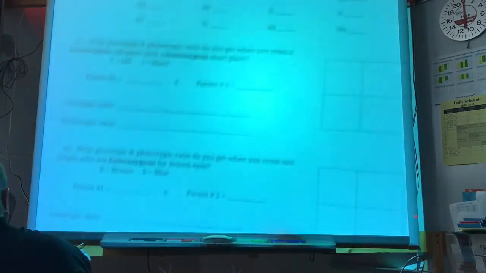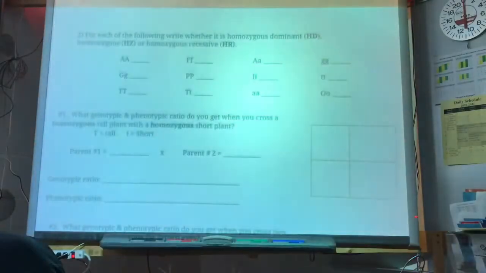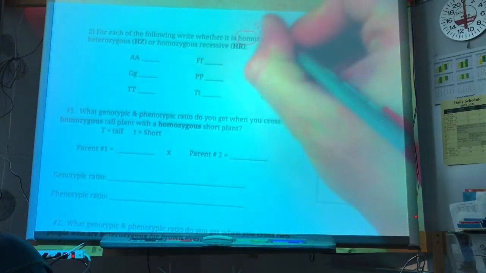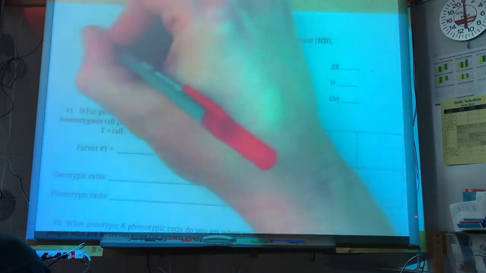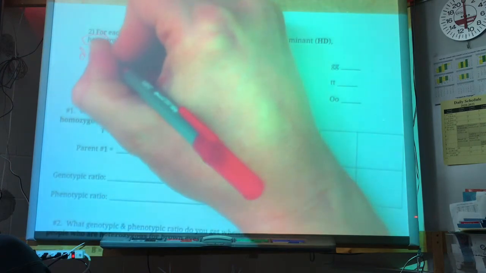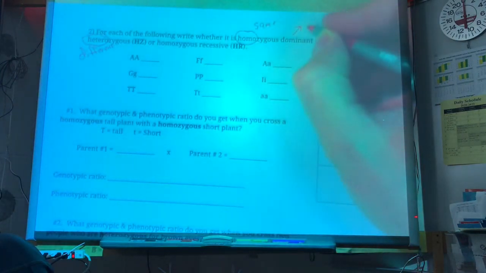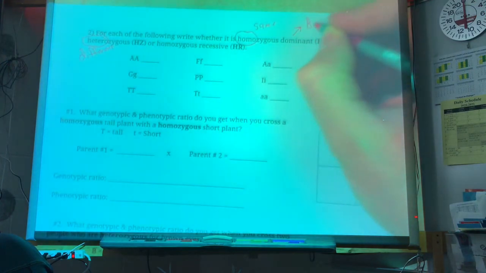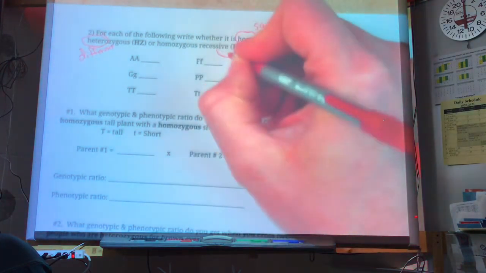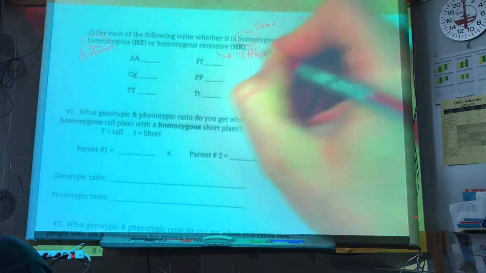Okay, so now again, kind of using the vocab of homozygous and heterozygous. Remember, homo means same, hetero means different. If we're talking about homozygous dominant, we're talking about bigs. If we're talking about homozygous recessive, we're talking about little.